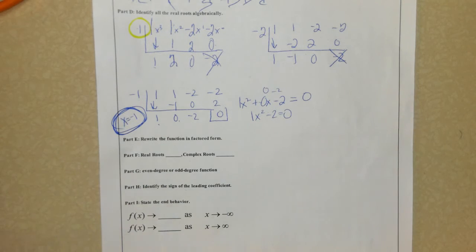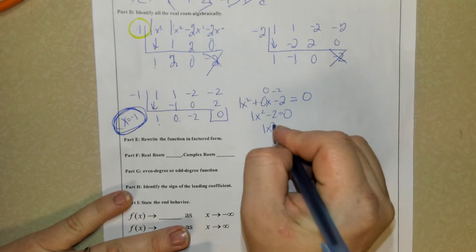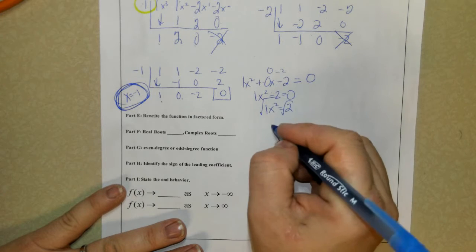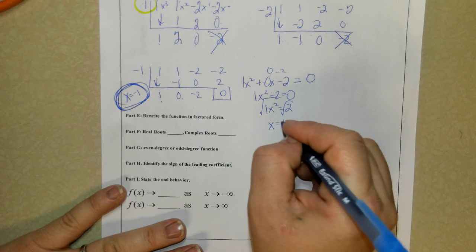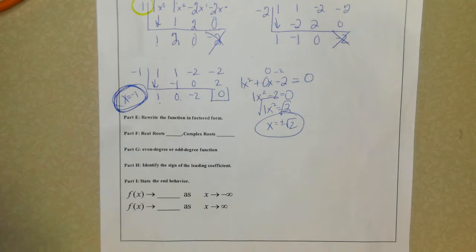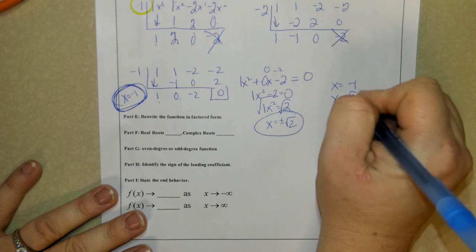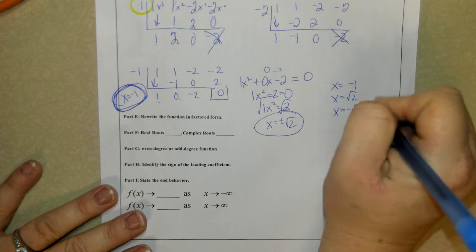I'm going to use simple algebra to solve. I'm going to add 2 to the opposite side. Take the square root. I know dividing by 1 doesn't change anything. And I get x equals plus or minus the square root of 2. I already have 3 answers. X equals negative 1, x equals the square root of 2, and x equals the negative square root of 2.